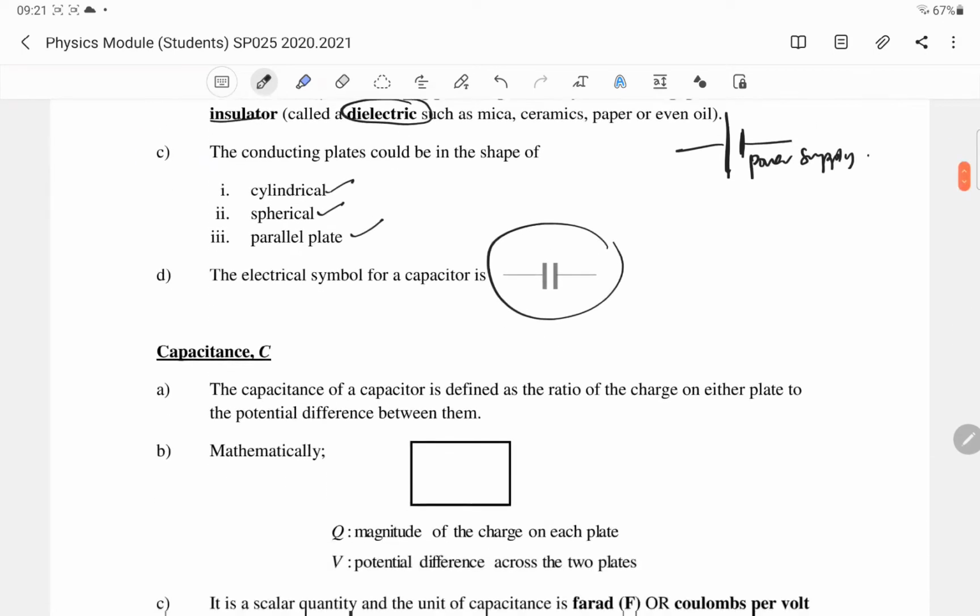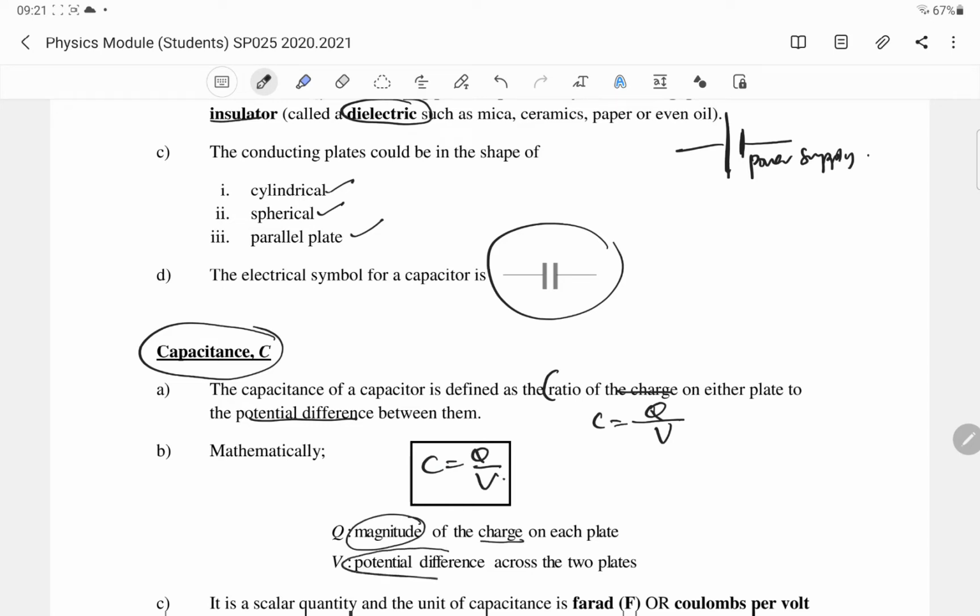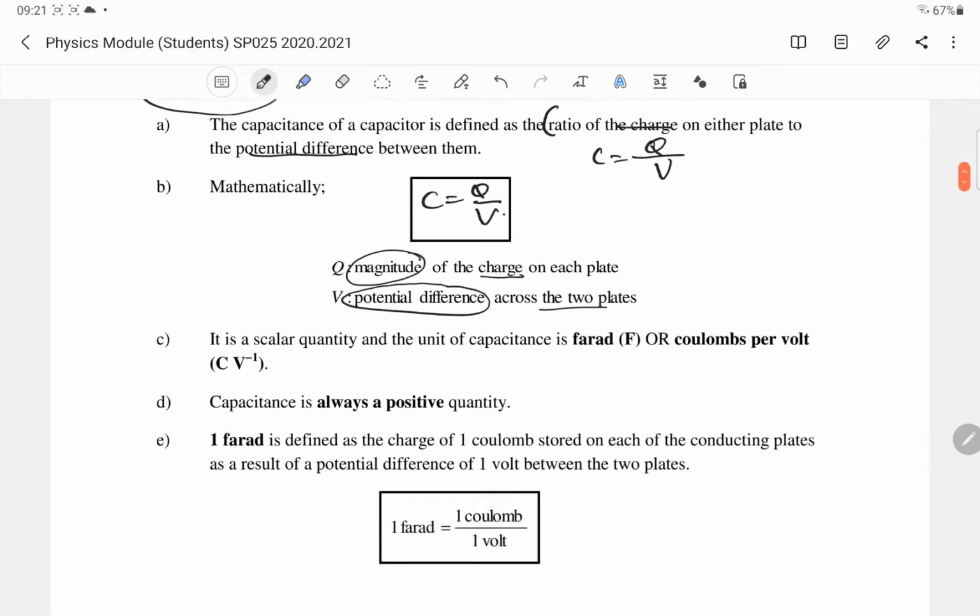Okay, so kita tengok what is capacitance. Capacitance, the symbol is C. The capacitance of a capacitor is defined as the ratio of the charge on either plate to the potential difference between them. Okay, so this is your Q over V. Q is the magnitude of the charge and V is the potential difference across the two plates. C is a scalar quantity and the unit is farad or coulombs per volt.